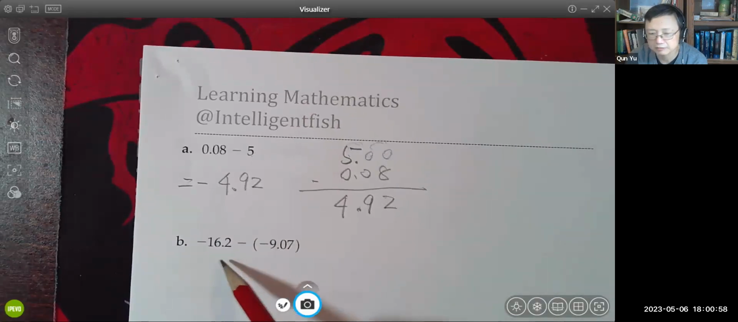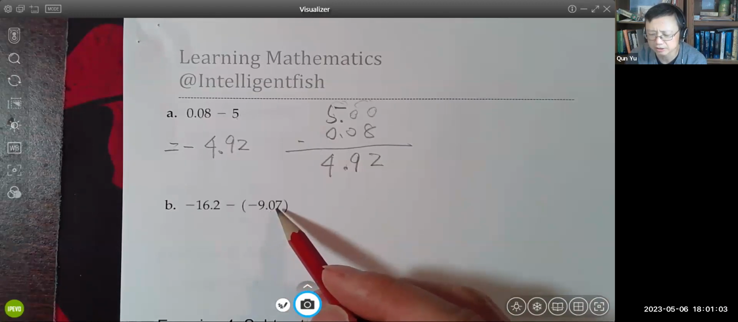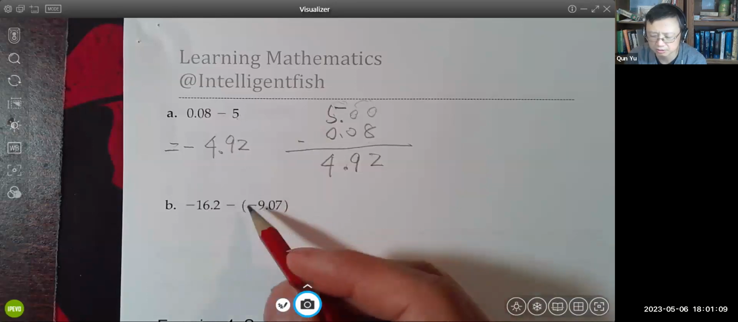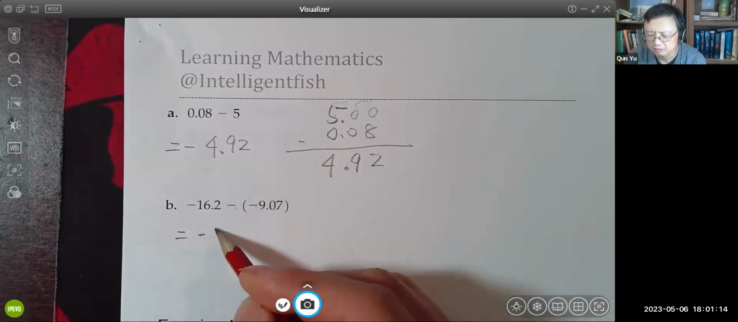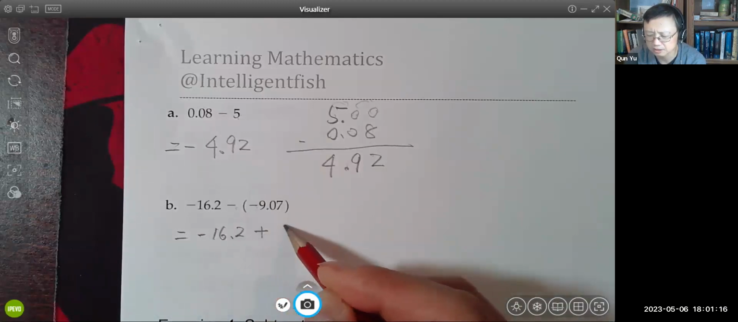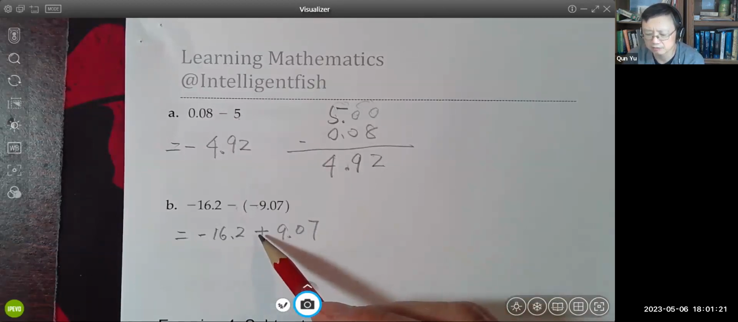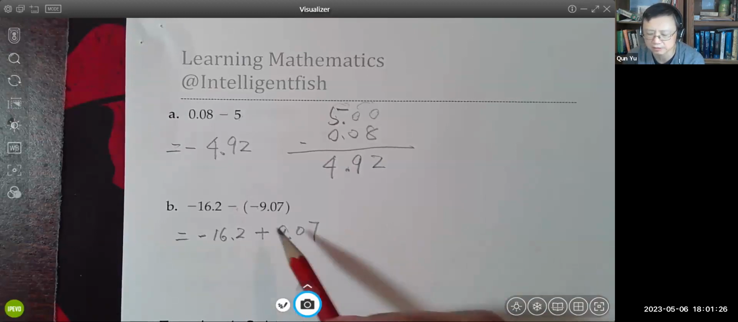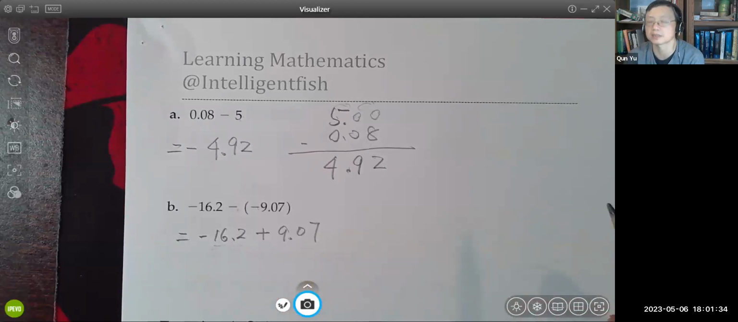Now this one we have negative 16.2 minus negative 9.07. Minus negative equals to plus. Okay. You can also say negative become positive or minus equals plus, either way. Negative 16.2 plus 9.07. So again, whenever you have addition between two numbers with different signs, actually the result is the difference between these two numbers. And the negative number is bigger in size. So net result will be a negative number.